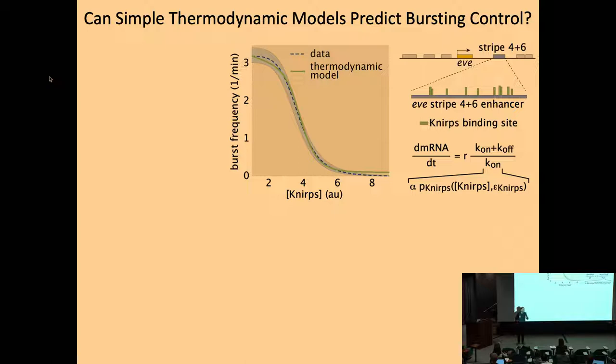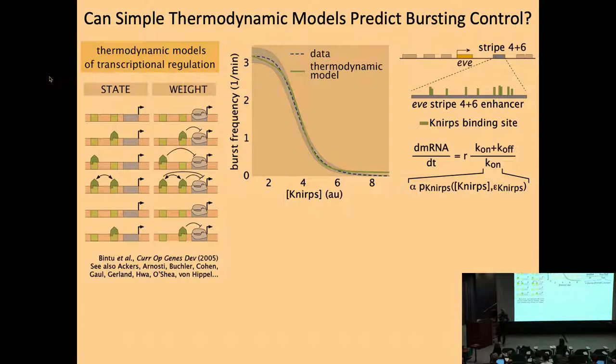And the reason that this excites me in particular is because over the last decade and a half, like 15 years, we've been working on thermodynamic models that predict how the arrangement of binding sites dictates the mean rate of gene expression.